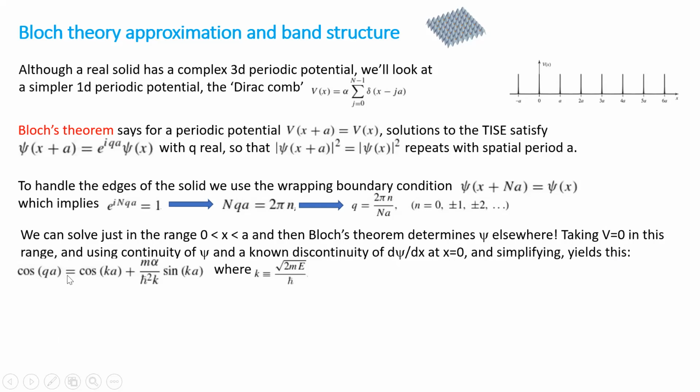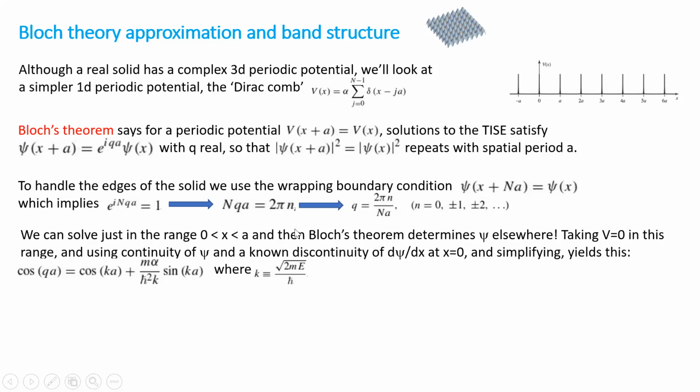Cosine of QA, where Q is this periodic oscillation of the wave function, the coefficient of that, is equal to cosine of Ka plus m alpha over h bar squared K times sine of Ka. And as usual, for when V equals 0, K is related to the energy by K equals the square root of 2mE over h bar. So the energy is related to K.